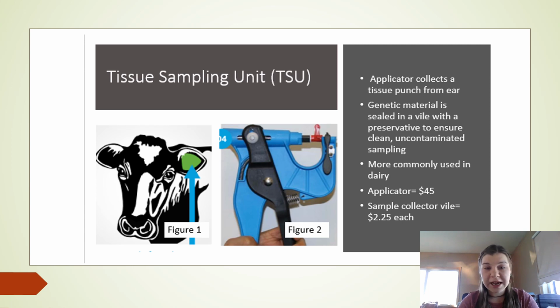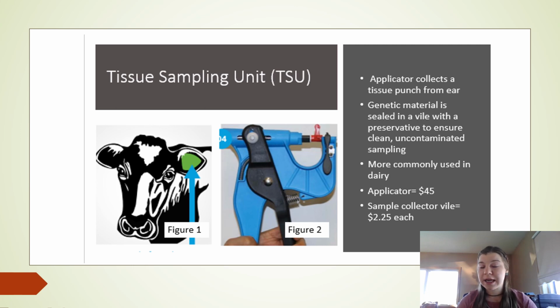Same with this slide from my presentation. This is talking about tissue sampling, which is another method of DNA collection. And I have labeled again figure 1 and figure 2. So when I'm discussing this slide, and I'm informing my audiences a little bit about TSU sampling, I can then again say that in order to collect a tissue sample, an applicator, as shown here in figure 2, can collect a tissue punch from the ear, as shown in figure 1, and then sealed in a vial, which preserves it, and which will then be sent to the lab.